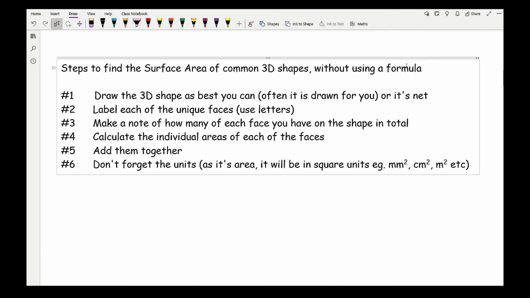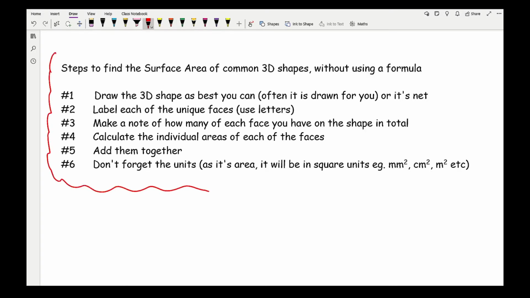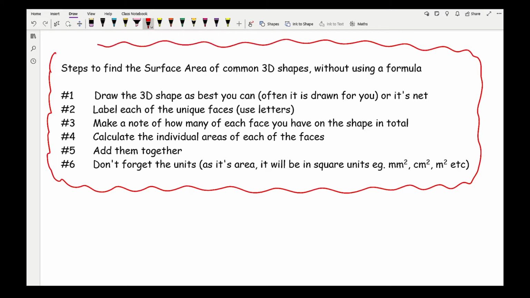Now, there are certain steps that you need to find the surface area of a common 3D shape without using a formula. So like I said, there's 2 methods you can use. One is using the formula and one is using the following steps. Now, the first step for you to do, and before I start, it might be worth you making a note of these. When we go through some of the questions, I will explain what all of these steps mean if you are a little bit confused as you are writing and reading them.